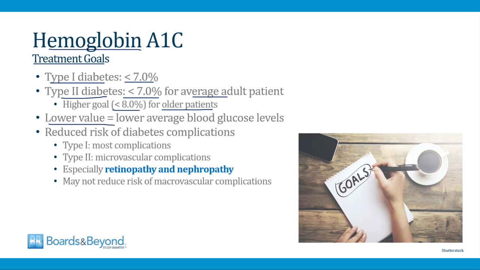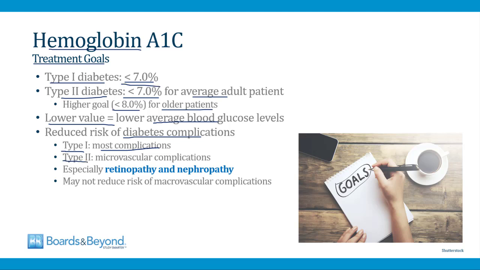The lower the value of the hemoglobin A1C, the lower the average blood glucose level, and achieving the target hemoglobin A1C has been associated in a number of large clinical trials with reduced risk of diabetes complications. In type 1 diabetes, studies have shown that the risk of most diabetic complications is reduced by achieving intensive glycemic control and an A1C value at target below 7%.